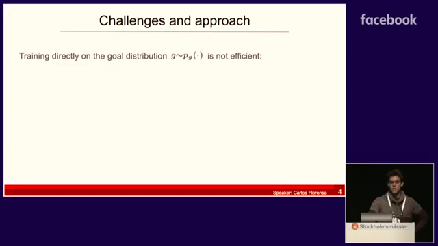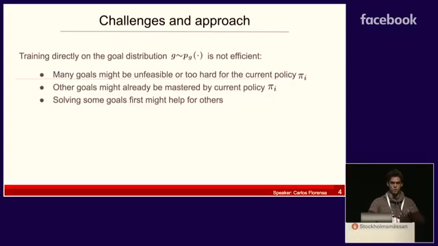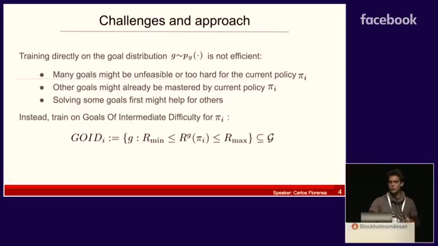So the challenge is that training directly on this goal distribution is not efficient because many goals may be unfeasible or too hard for the current policy. At the same time, other goals might already be mastered by the current policy, so we don't need to train on them anymore. And also, solving some goals might help in solving some other goals later on. So instead of training on the original probability distribution, we train on goals of intermediate difficulty, which we define as the ones for which the current policy has a return between some bounds. In all our experiments, we choose between 10% and 90% success probability. And this generates an automatic curriculum, as already shown in some previous work.